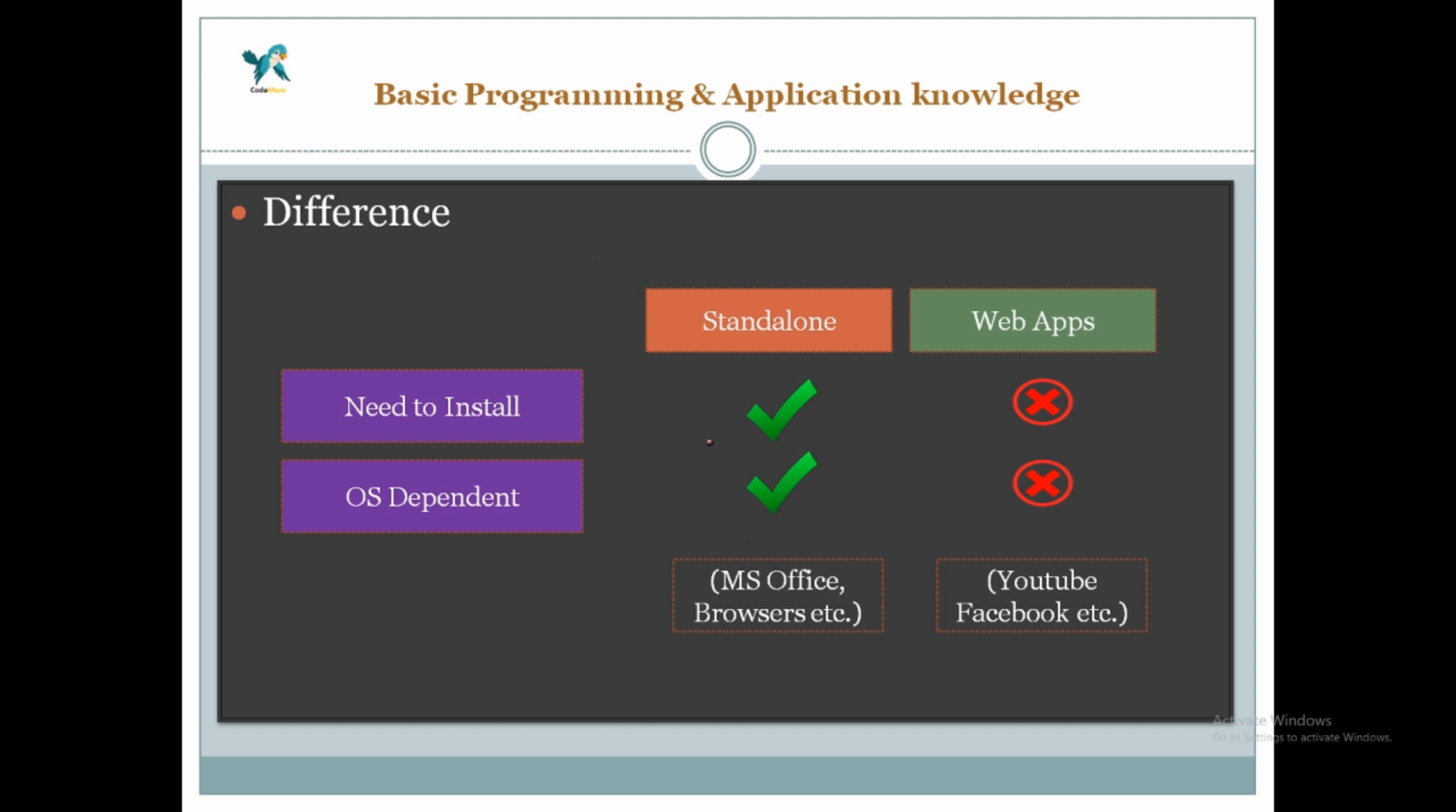On the other hand, web applications do not need to be installed on our device. That means they are OS independent, like YouTube and Facebook. We can run them from our browsers. We do not need to install them on our device. Hope the difference between standalone and web applications is clear.